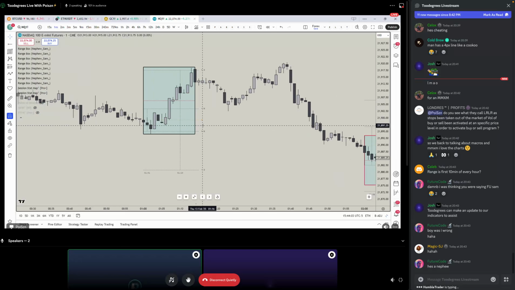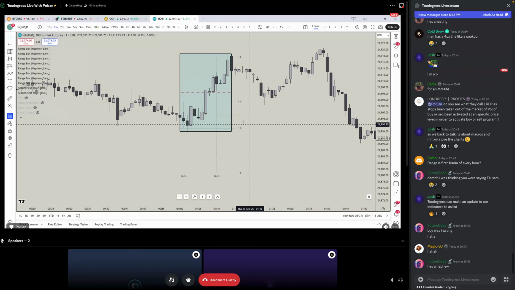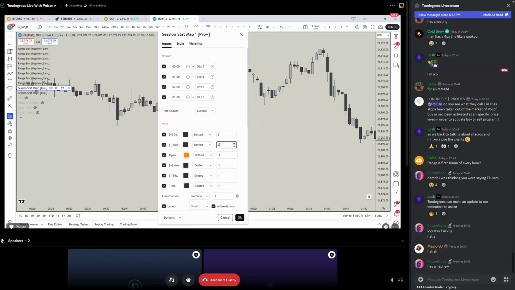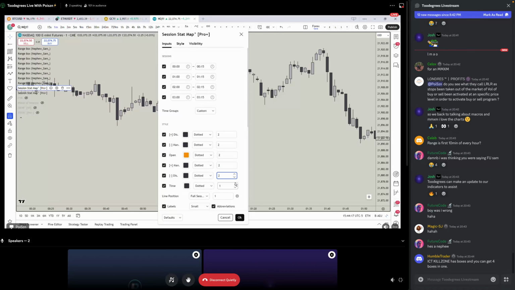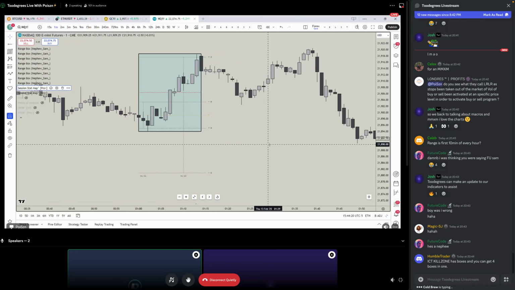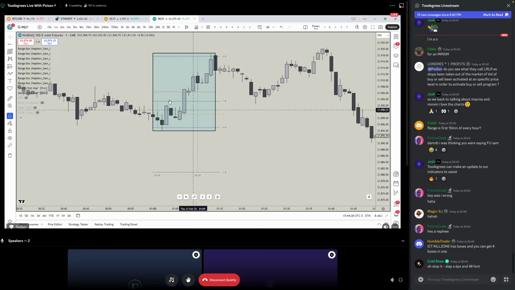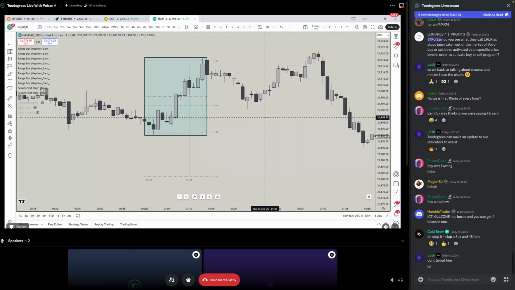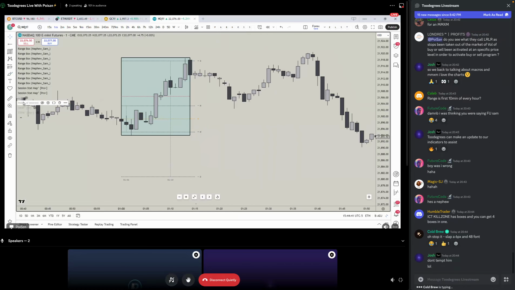So we get cooking with the session stat map. We add session stat map into it. We have the open. And I'm so afraid to make these bigger now since Cold Brew has called me out on using old man large text and lines. Right. But anyway, we get an idea of how large. Slap is 6.48 font, 100%. So we get an idea, right?